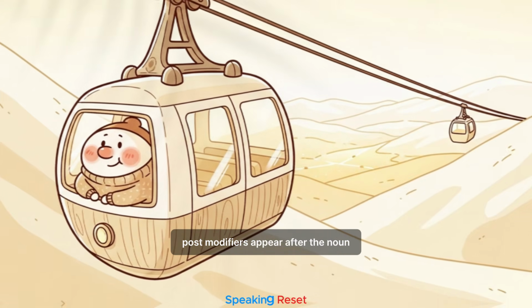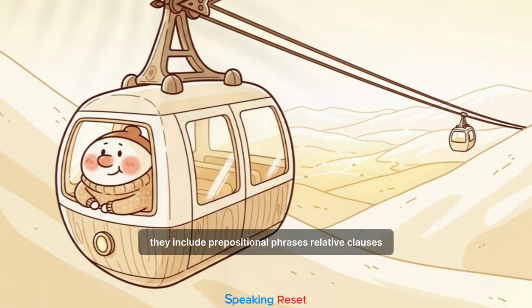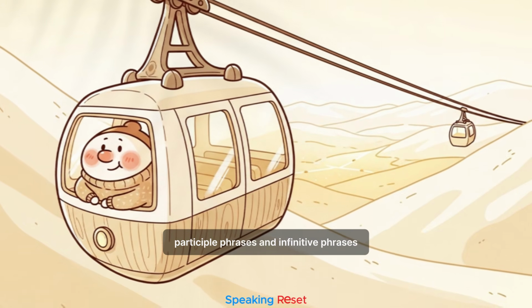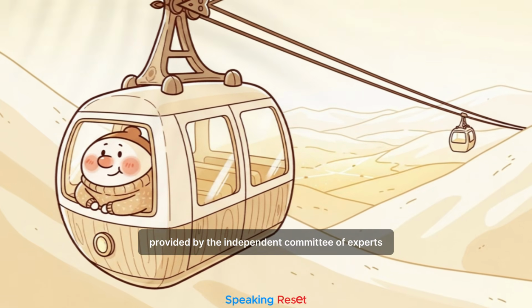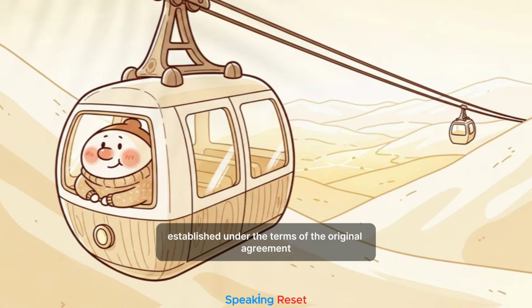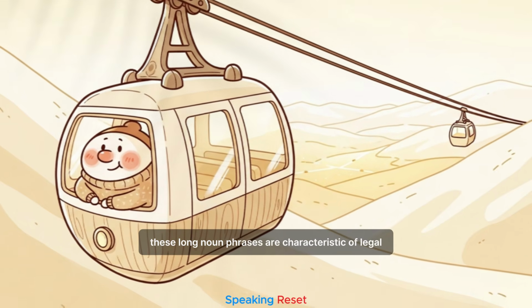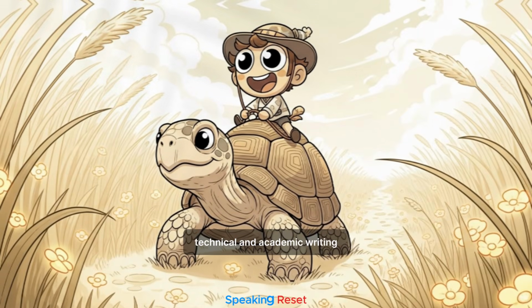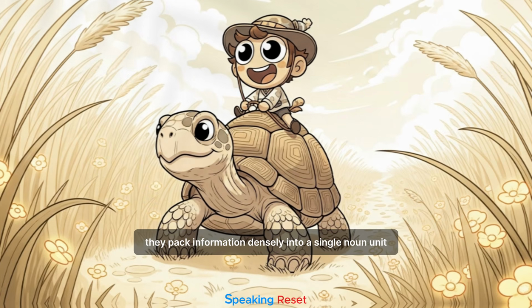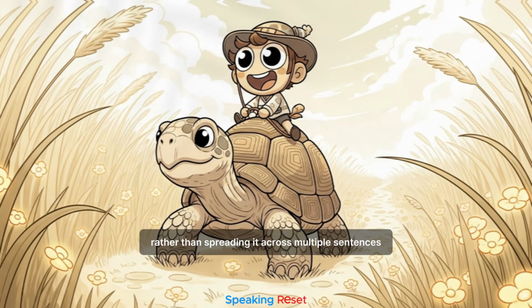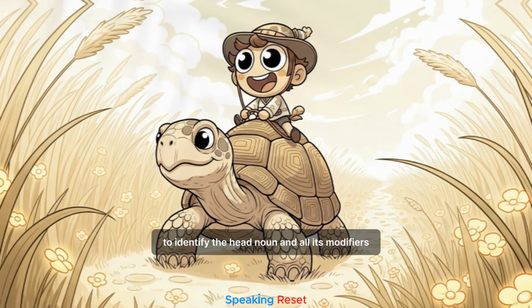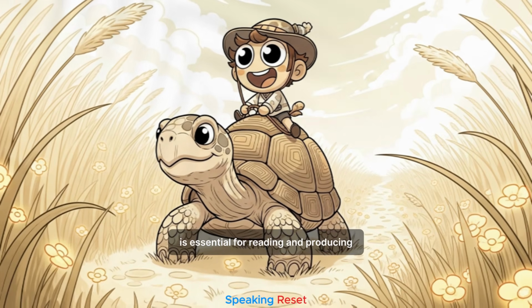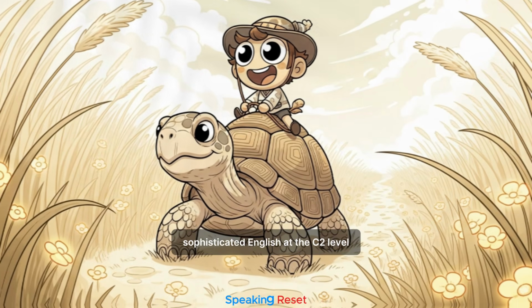Post-modifiers appear after the noun. They include prepositional phrases, relative clauses, participle phrases, and infinitive phrases. The recommendation provided by the independent committee of experts, established under the terms of the original agreement. These long noun phrases are characteristic of legal, technical, and academic writing. They pack information densely into a single noun unit rather than spreading it across multiple sentences. The ability to parse these complex structures, to identify the head noun and all its modifiers, is essential for reading and producing sophisticated English at the C2 level.